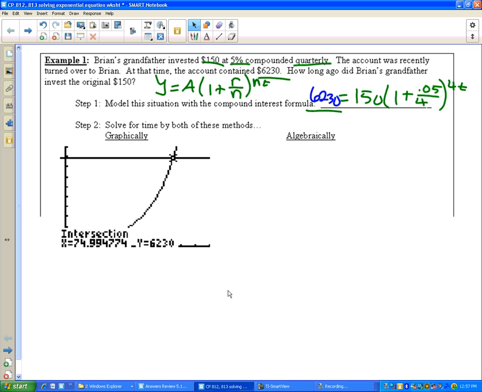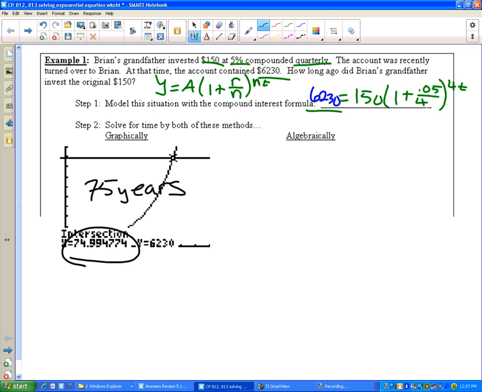So that tells me that right around 75 years is how long it takes. All right, now that's doing this graphically. We've done that before. What about algebraically?